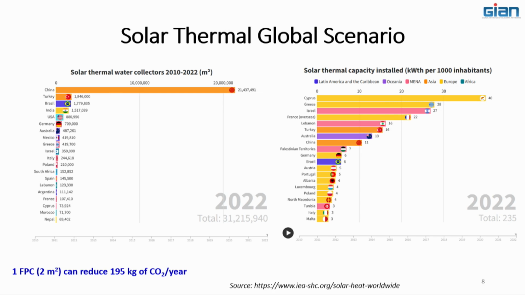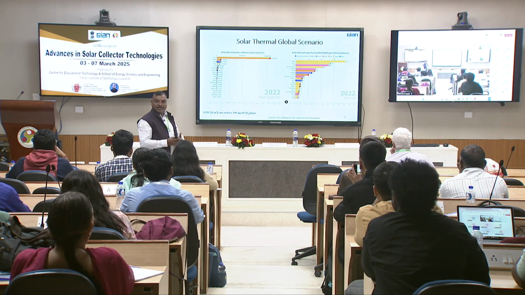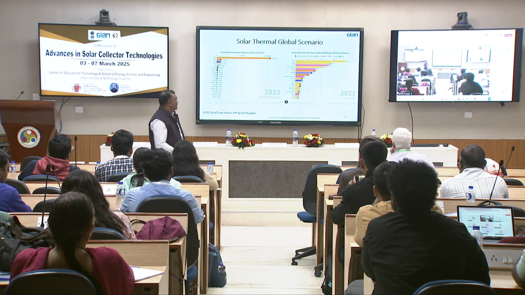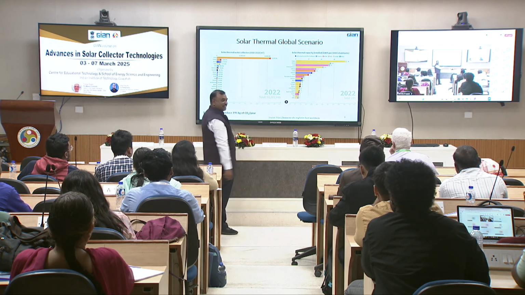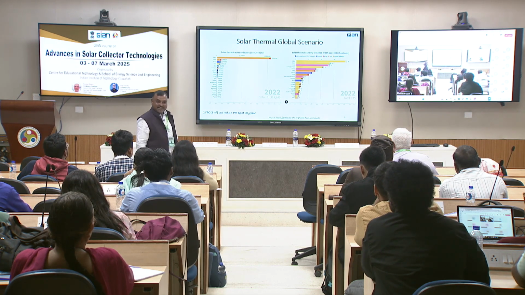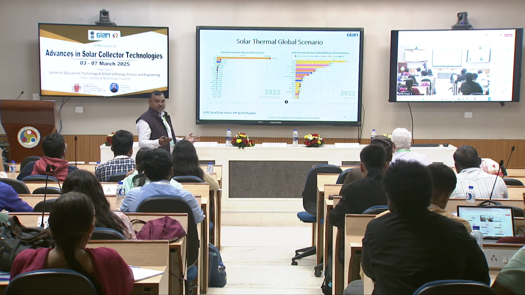But here in the second plot, what you can see is the solar thermal installed capacity. It is in kilowatt thermal per 1000 inhabitants. Since our population is very, very high, our name is not there in this list. Okay. So it's very, very minimal because of the population, right? And of course, France's position is not there in the same plot. So it's quite interesting, right? So you can see how much thermal energy you have harvested per 1,000 inhabitants. Okay.